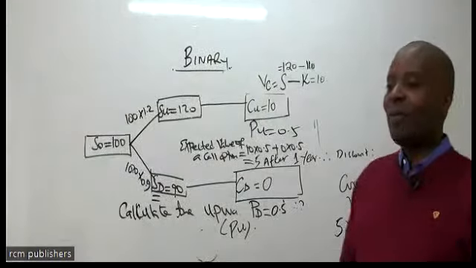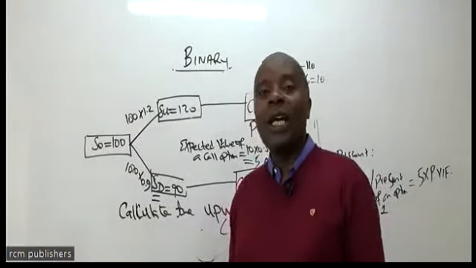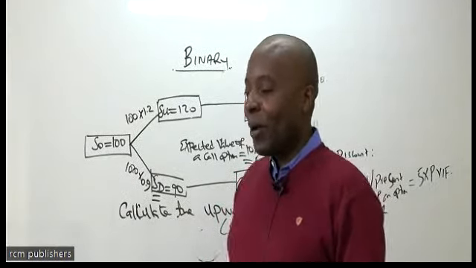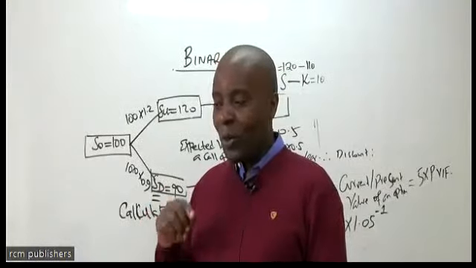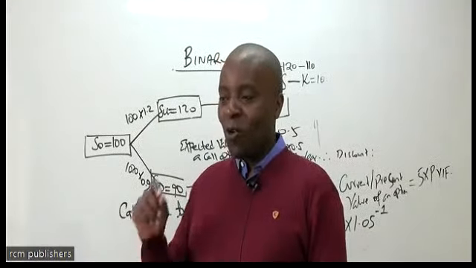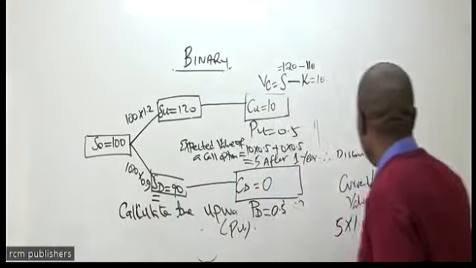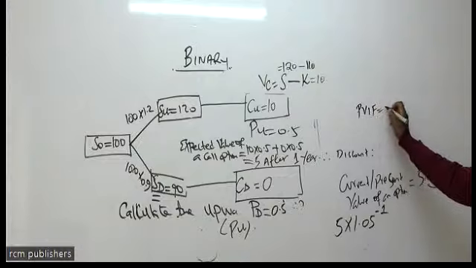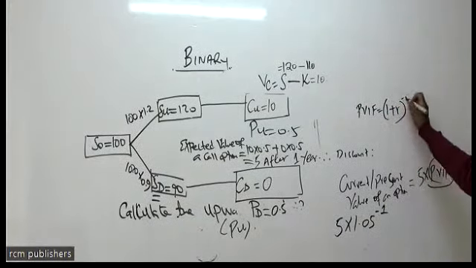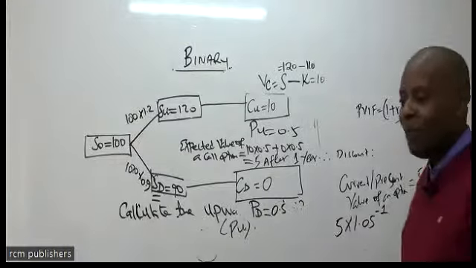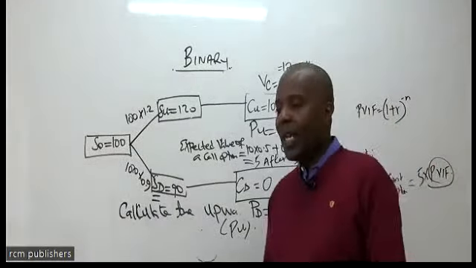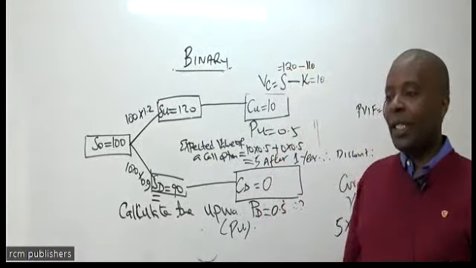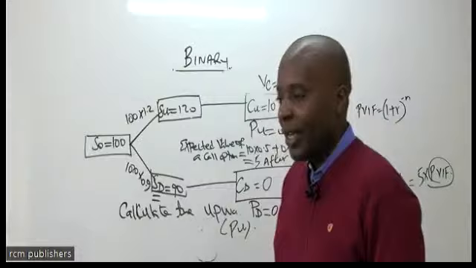Have you not seen where I got 1.05 from? It is 1 plus R. Okay, it's risk free, but 1.05 is the same as what here? 1 plus R. Remember the formula for PVF: it is 1 plus R raised to negative N. And that R is the same as the risk free rate.